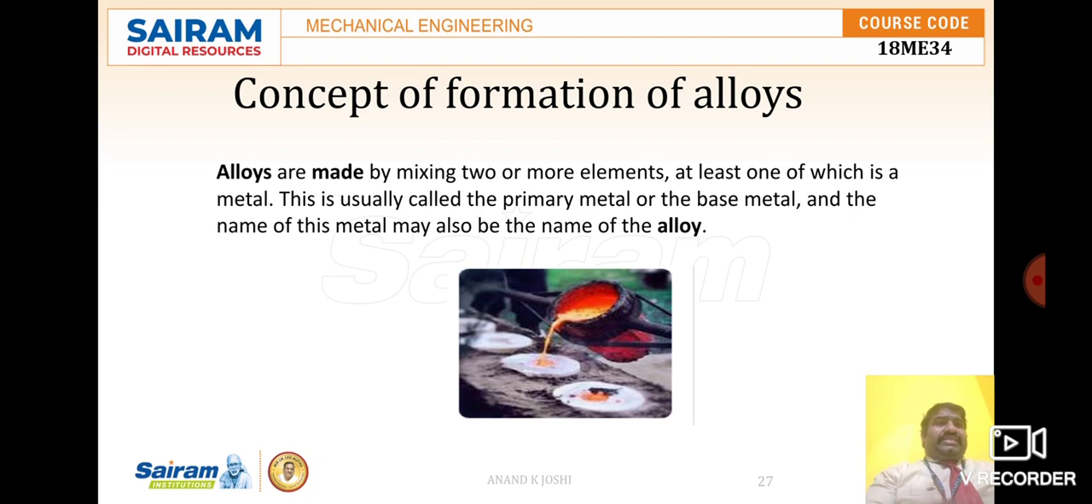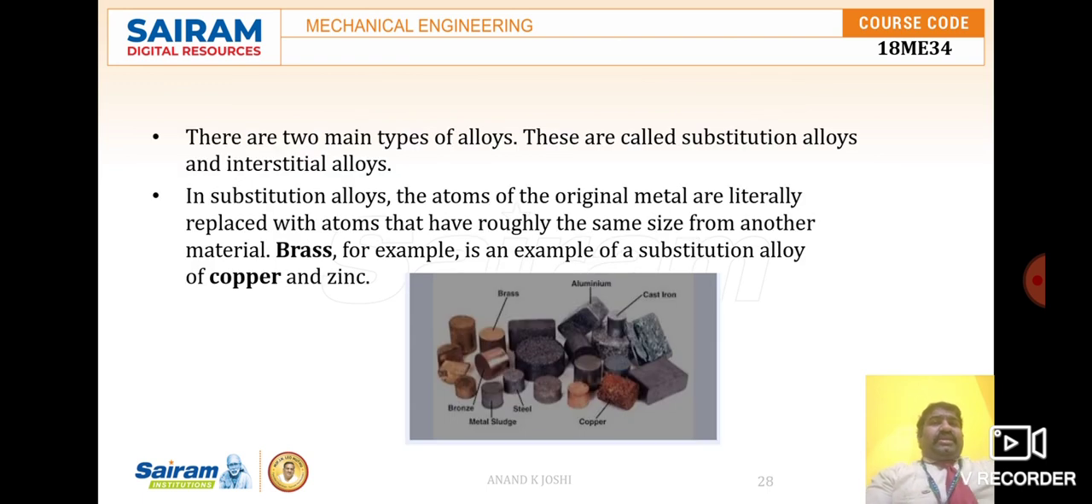So as I said, the base metal is added with some other elements to form these alloys. As I already told, there are two main types of alloys, called substitutional alloys and interstitial alloys. In these, the atoms of the base metal are replaced by atoms of roughly the same size from another material. As we discussed, brass is an example of a substitutional alloy of copper and zinc. That matches in atomic structure, and it forms an alloy.